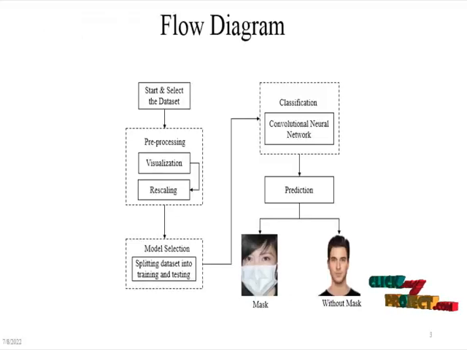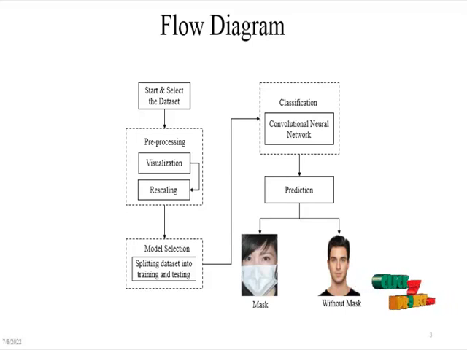And the flow diagram of the project is: first we need to start, select the dataset, and read the dataset. The dataset contains mask and without mask face images, and it goes into pre-processing. In pre-processing, we visualize sample images of the mask and without mask images, check the minimum and maximum height and minimum and maximum width for every image in the mask and without mask categories, and read all the images, rescale them, and convert them into an array.